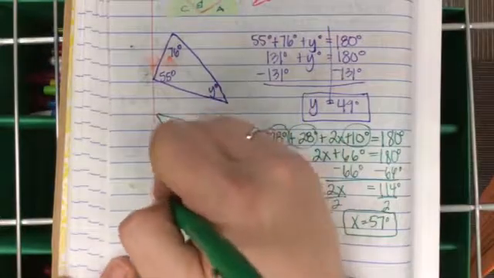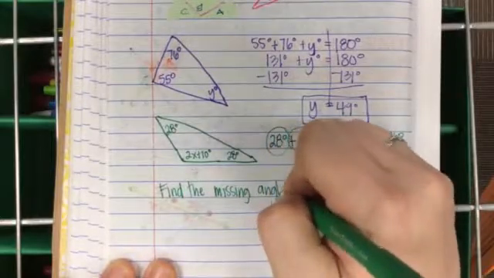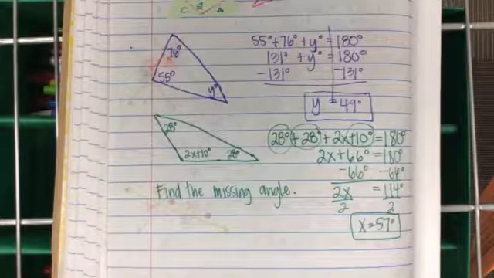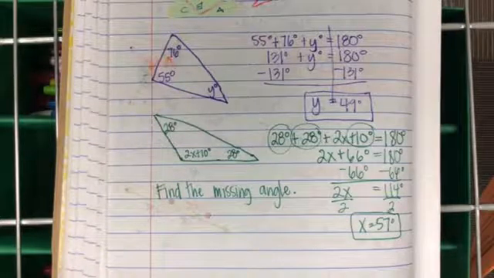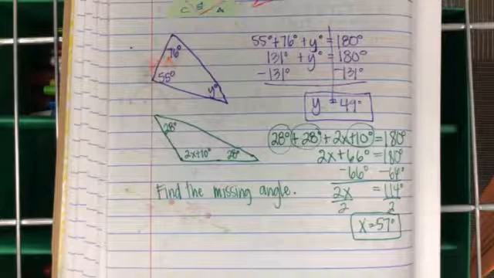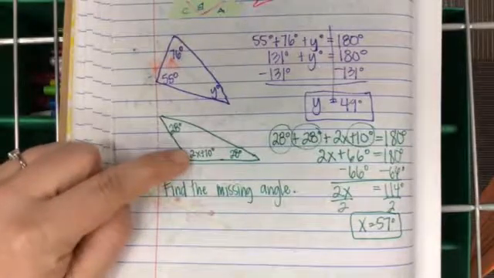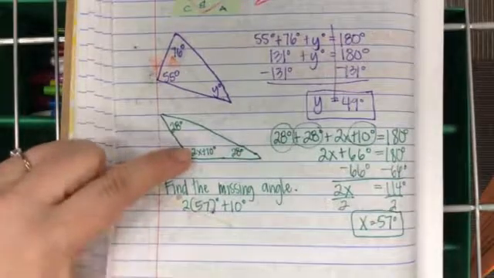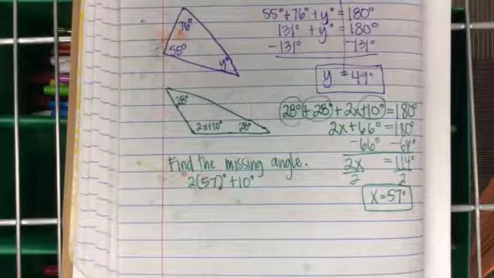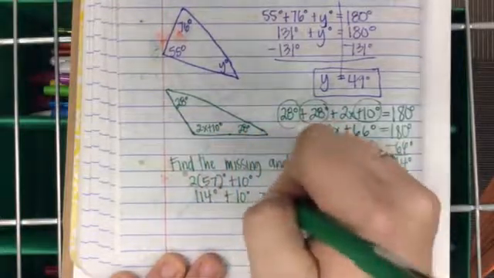Yes. What if it said find the missing angle? If it says find the missing angle, are you done? No. I solved for x. x is 57 degrees. To find the missing angle, I have to take it one more step. What do I have to do to find the missing angle, Kalia? Substitute the x with 57. So 2 times 57 degrees plus 10 degrees. What's 2 times 57 degrees? 114 degrees plus 10 degrees. What's my missing angle?